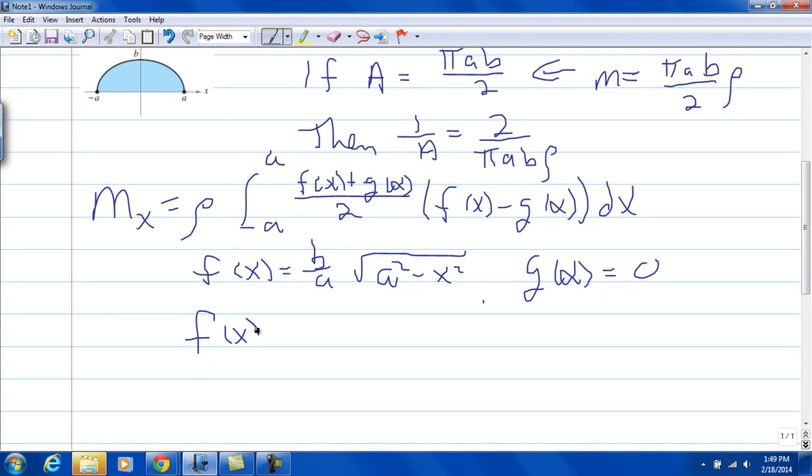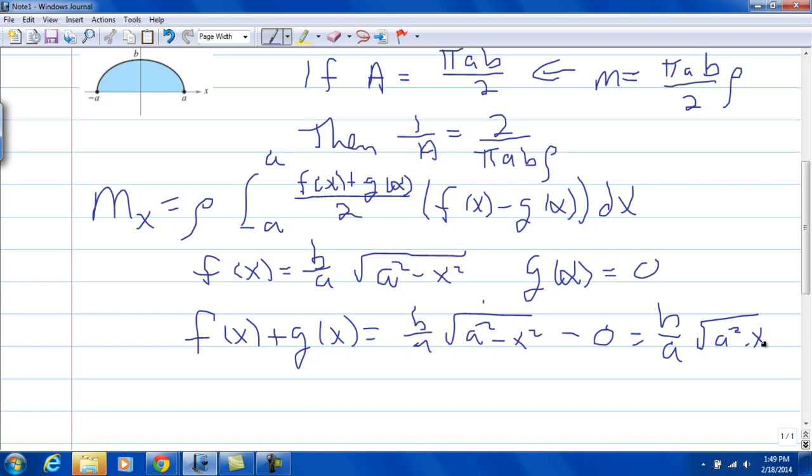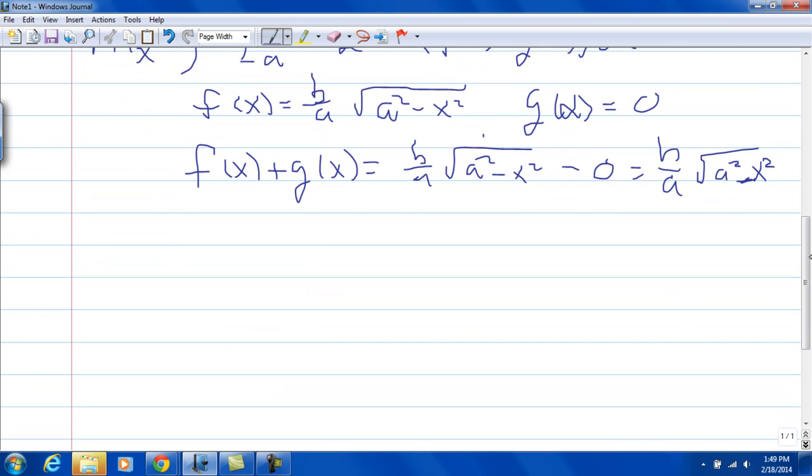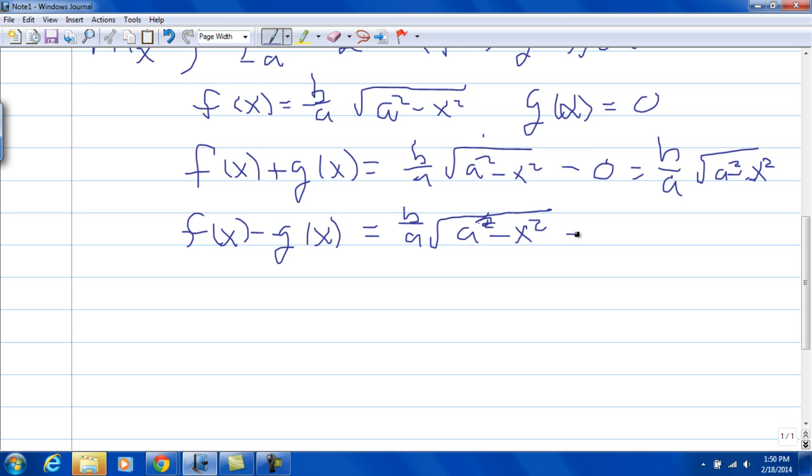So that when we have f of x plus g of x, what we have is b over a times the square root of a squared minus x squared minus 0, which is just b over a times the square root of a squared minus x squared. Okay. Now, likewise, when we have f of x minus g of x, we have b over a times the square root of a squared minus x squared minus 0 now, same thing though. Which is going to be b over a times the square root of a squared minus x squared.